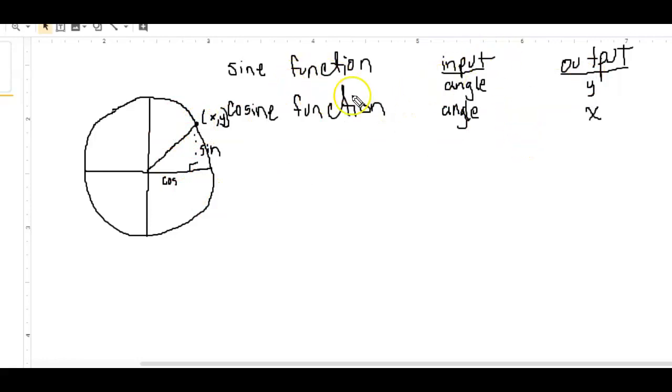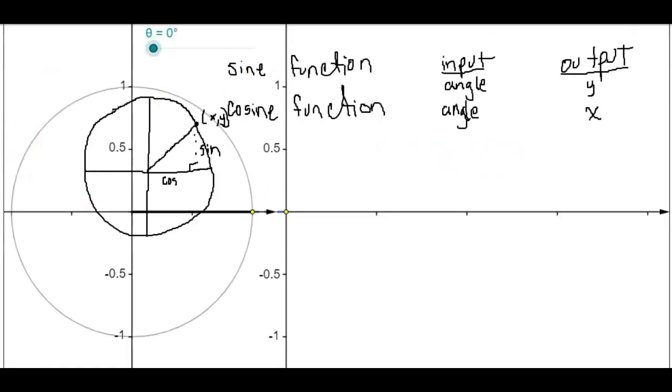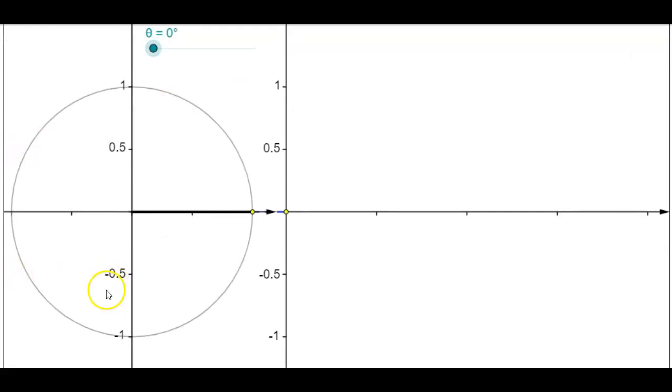And so when we talk about the sine and cosine function, realistically, we're always modeling something that is spinning around a circle, all right? And the input is the angle that it is on that circle. Where is it on that circle? And the output is the sine or the cosine value for that angle. So what does that actually look like as a function? So we're going to come over here and look at a model.